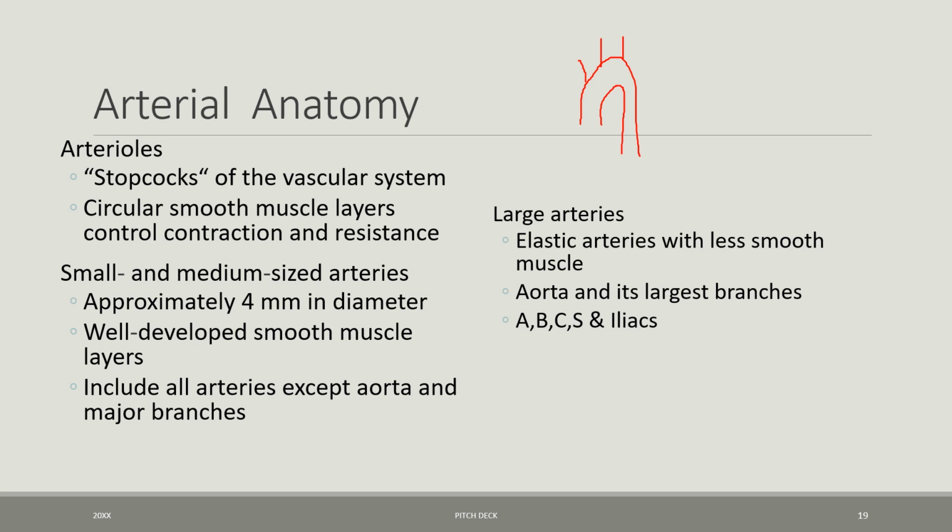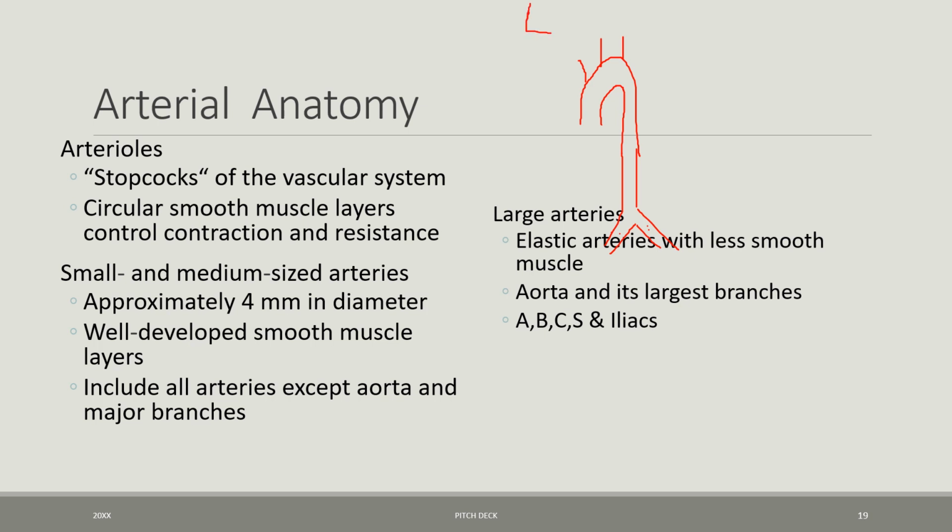The final set of large arteries are the iliacs. So as our aorta transverses through the abdomen, eventually gets to about the umbilicus area, it's going to bifurcate into the iliacs, and those common iliac arteries will also be considered large arteries. So those are the only large arteries in the body.